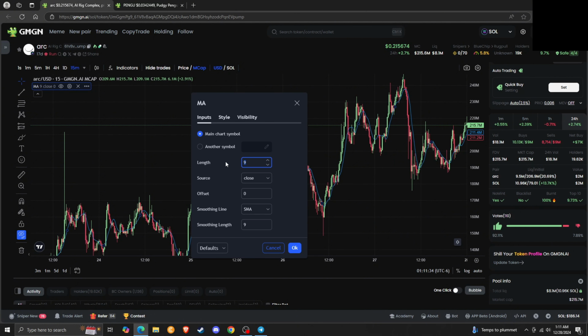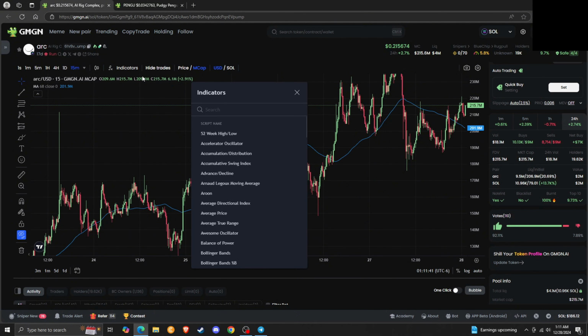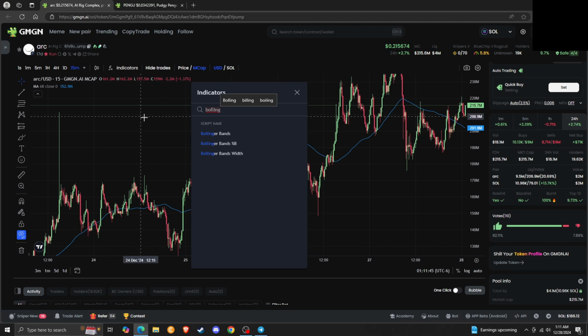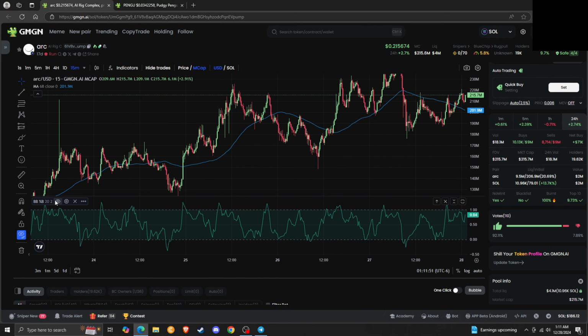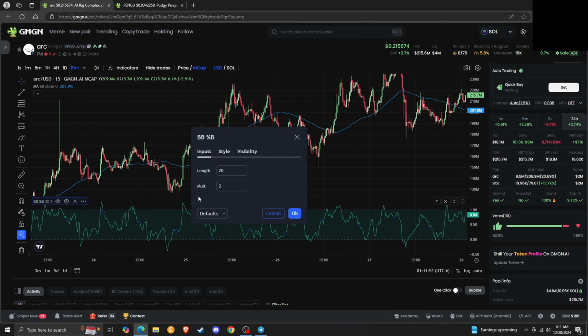You will then have to go back to the indicator tab and type in Bollinger Bands. I use the %B. You will then go to the settings again and go over to length and put it to 50.